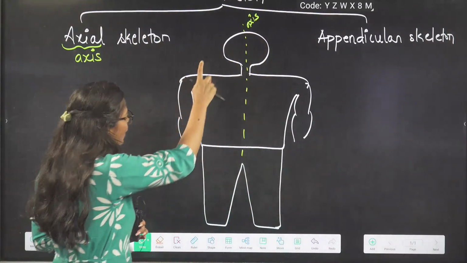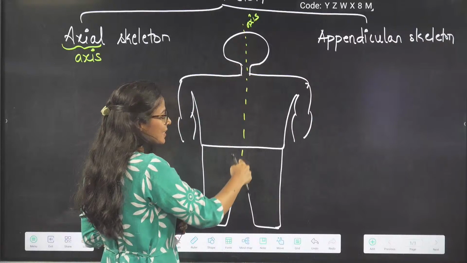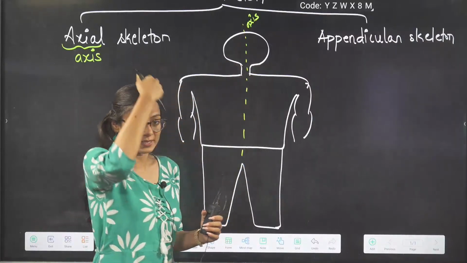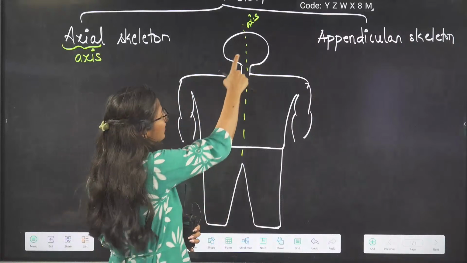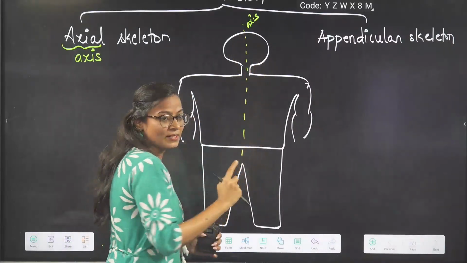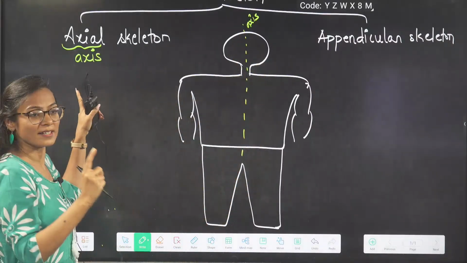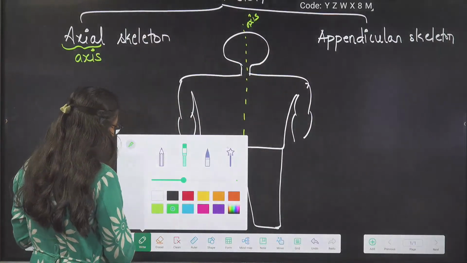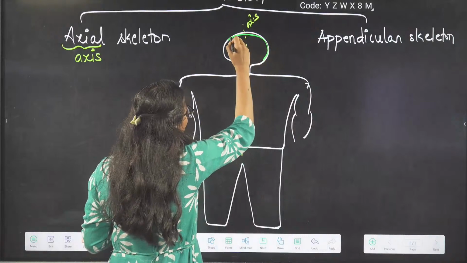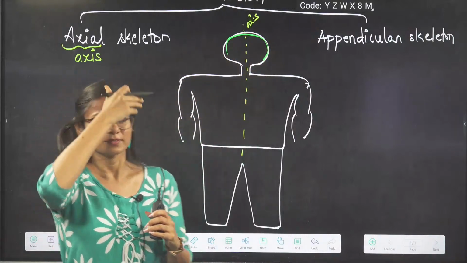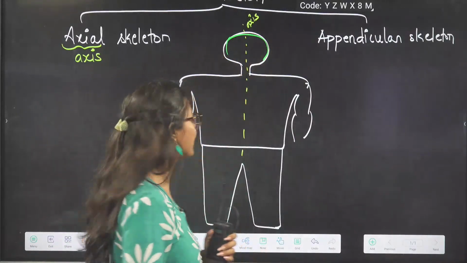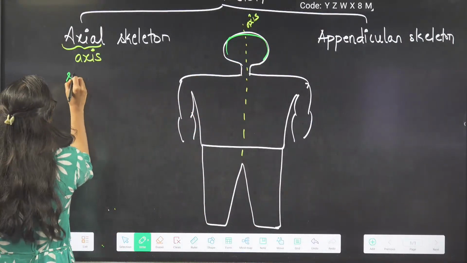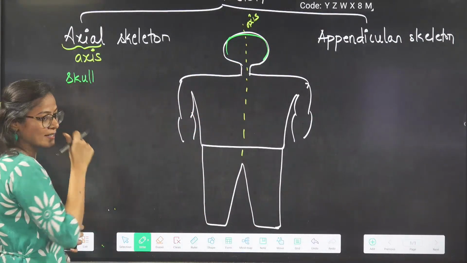Now all the bones which are attached to this axis, see, it is not a line, it is an imaginary line that you have to imagine. It is passing through the center. So any bone that is touching this axis will become a part of the axial skeleton. Let's see for example. Start from the top. Here you have the head, and here we have which bone? Yes, skull. Can we say that the skull is attached to the axis? Yes. So skull is a part of the axial skeleton.